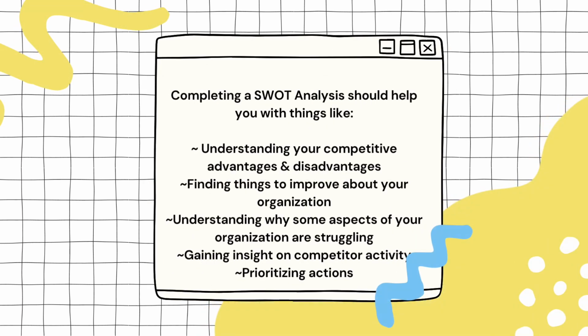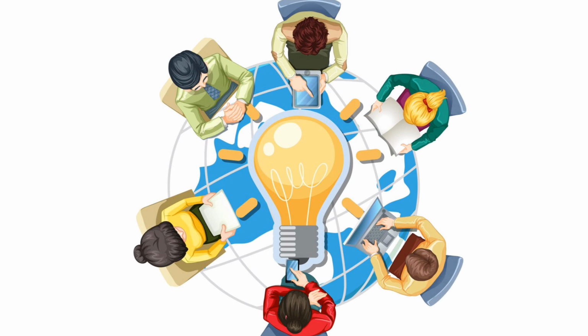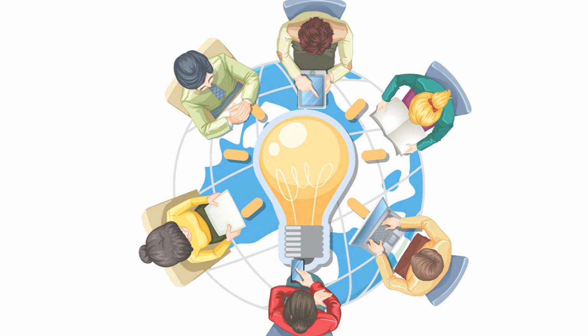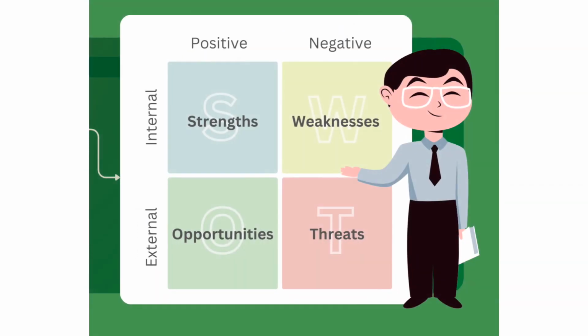It helps with things like understanding the competitive advantages and disadvantages, finding things to improve about an organization, understanding why some aspects of the organization are struggling, giving insight on competitor activity, and prioritizing actions. A SWOT analysis is also a very useful framework for getting your team on the same page when it comes to the current state of the business and where you want to go next. It's a simple, jargon-free way of thinking about strategic planning. Now let's see each one by one.